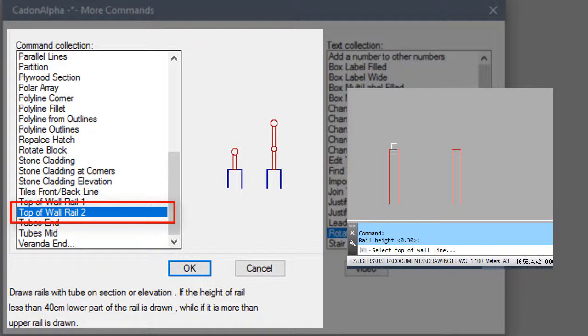Draws rails with tube in section or elevation. If the height of the rail is less than 40 cm, lower part of the rail is drawn, while if it is more than 40 cm, upper rail is drawn.